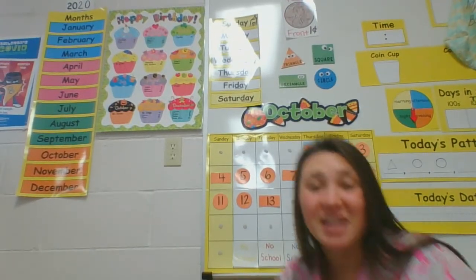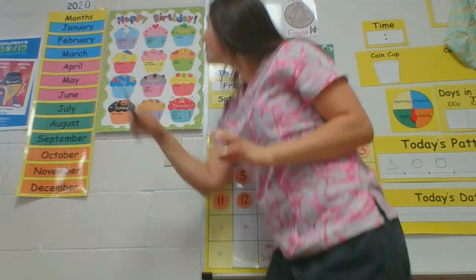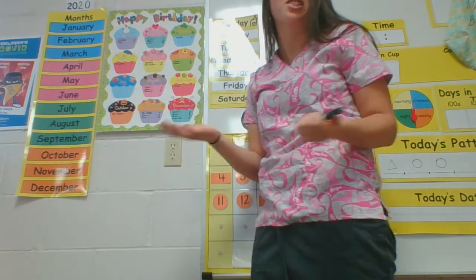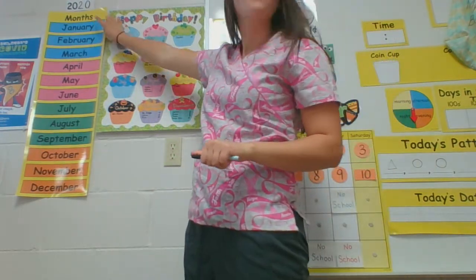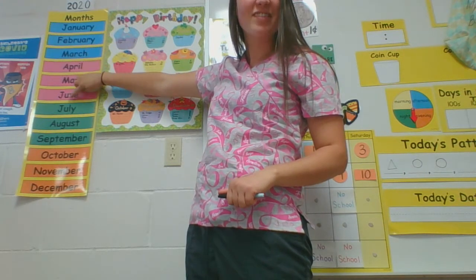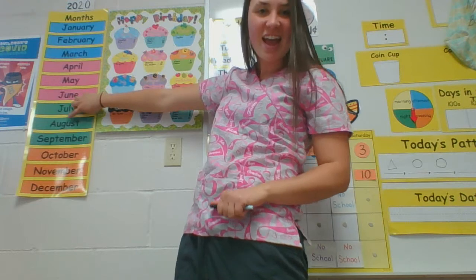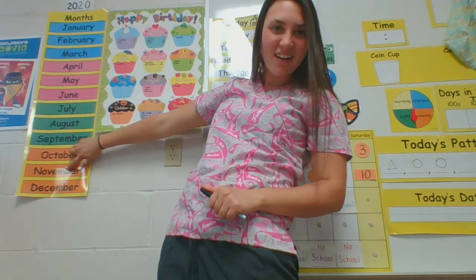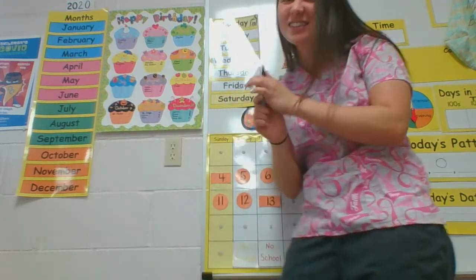Now that we know today is Wednesday, let's move on to our months of the year. How many months are there in a year? Do you remember? Let's count today just to be sure. Ready? 1, 2, 3, 4, 5, 6, 7, 8, 9, 10, 11, 12. 12 months in a year.